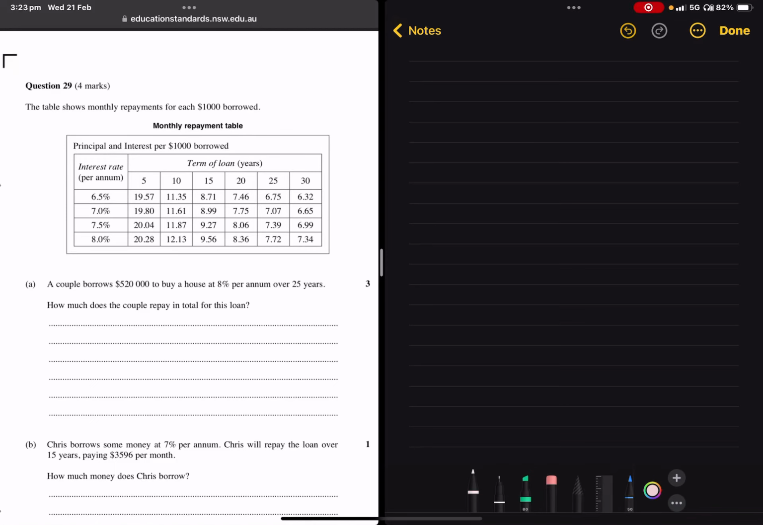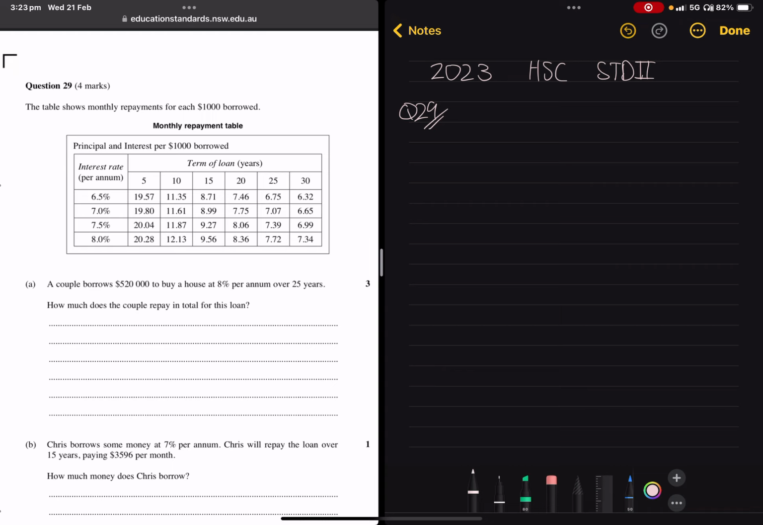Okay, so we're going to take a look at another question from the 2023 HSC Standard 2 Maths paper. This is question 29. We're told the table shows monthly repayments for each $1,000 borrowed under the given terms of loans and interest rates. We're told a couple borrows $520,000 to buy a house at 8% per annum over a 25-year period. How much does the couple repay in total for the loan?